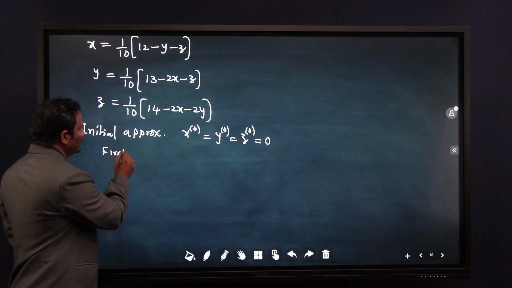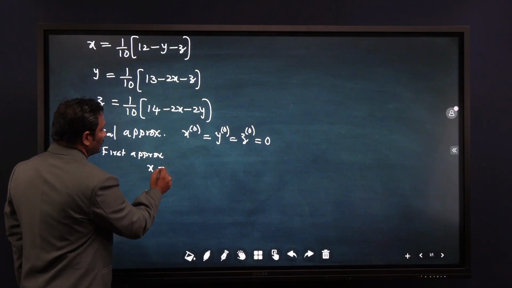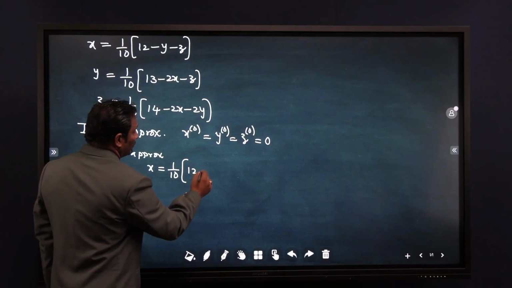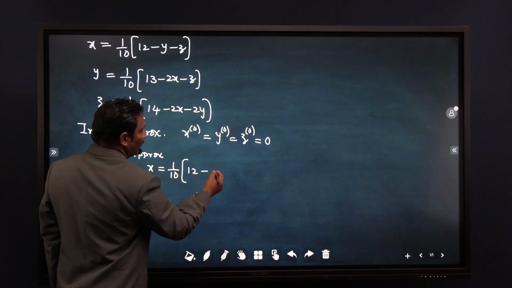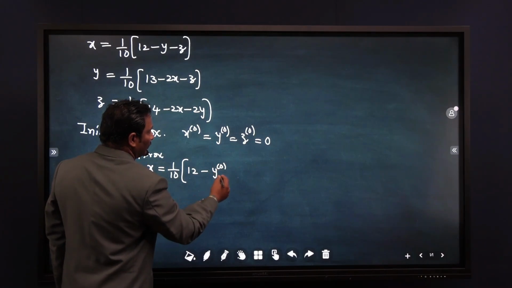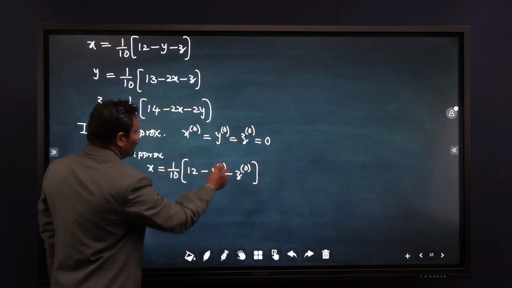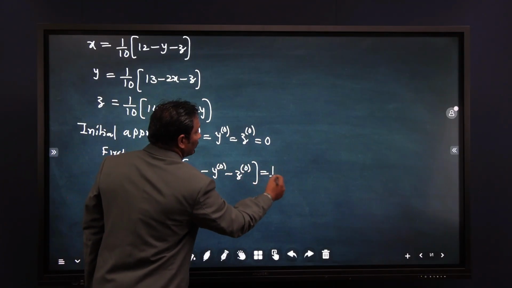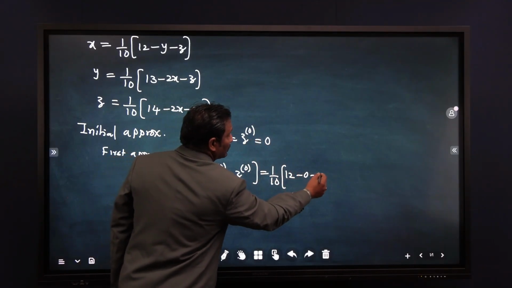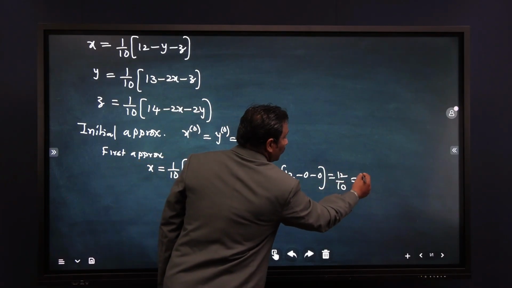The first approximation is obtained for x. x equals 1 by 10 times (12 minus y minus z). We substitute the already known values, the initial approximations of y and z. Those values are 0, so x equals 12 by 10, which is 1.2.